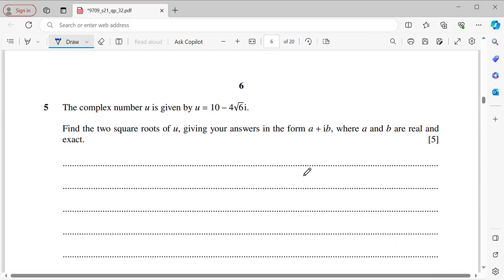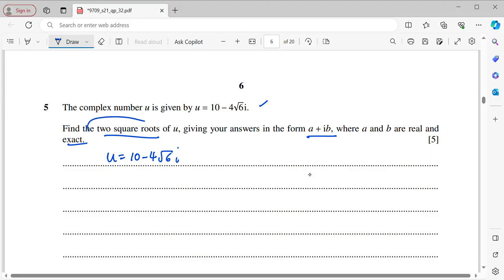Okay, now the next question is number 5. The complex number u is given by u equals 10 minus 4 square root 6i. Find the 2 square roots of u, giving your answer in the form a plus bi, where a and b are real and exact. Okay, so now u equals 10 minus 4 square root 6i.